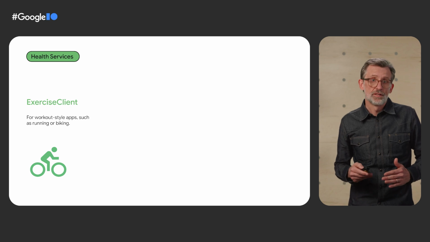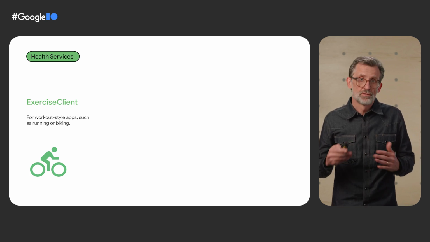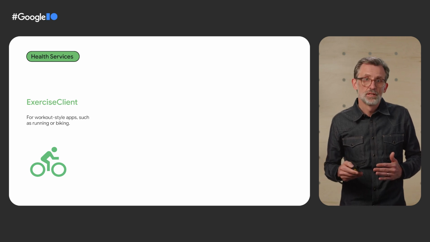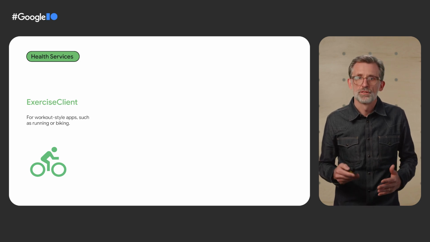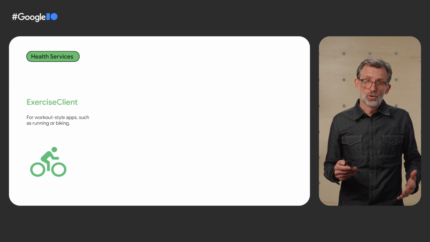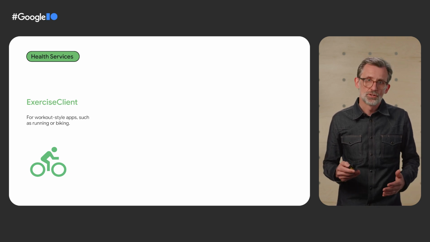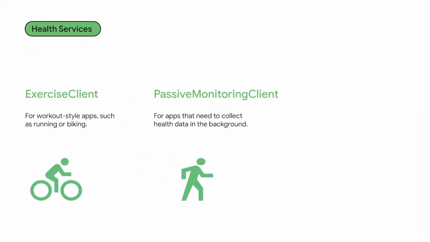Exercise Client handles all of the state management and sensor control for workouts. It provides metrics such as heart rate, distance, location, speed, along with aggregations like total, min, max, and averages. It can also keep track of goals for metrics like step count or calories, and manage advanced features like auto pause.